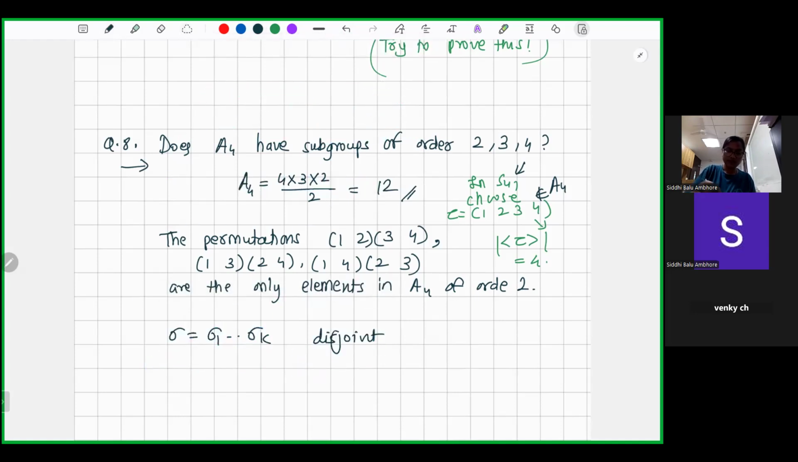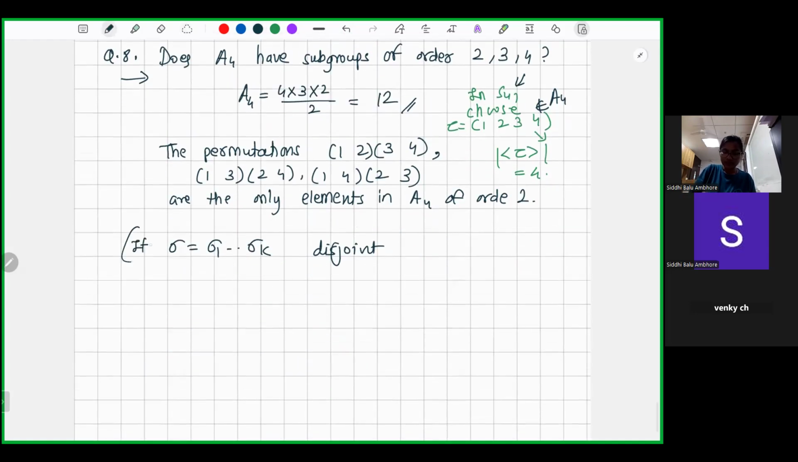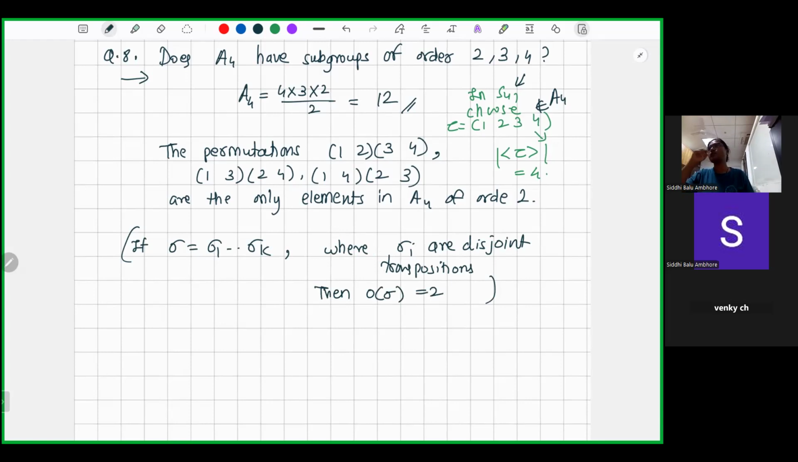Note that if sigma is sigma_1 through sigma_k, where the sigma_i are disjoint transpositions, then the order of sigma is 2. Because now these are elements which commute and you can just proceed with that.